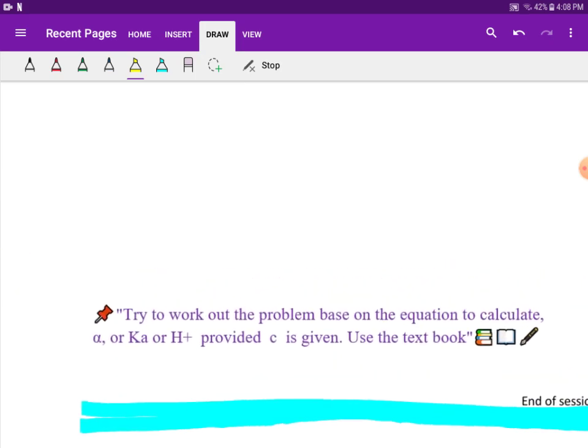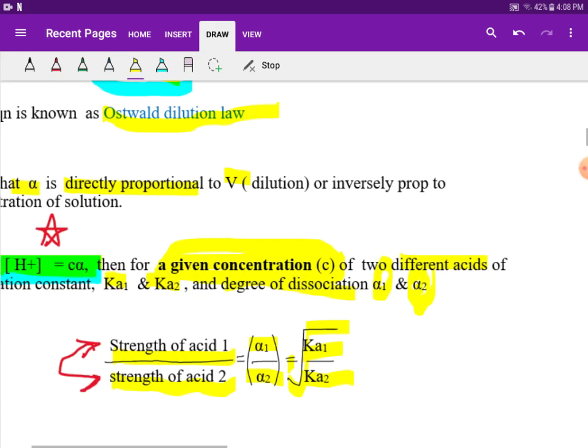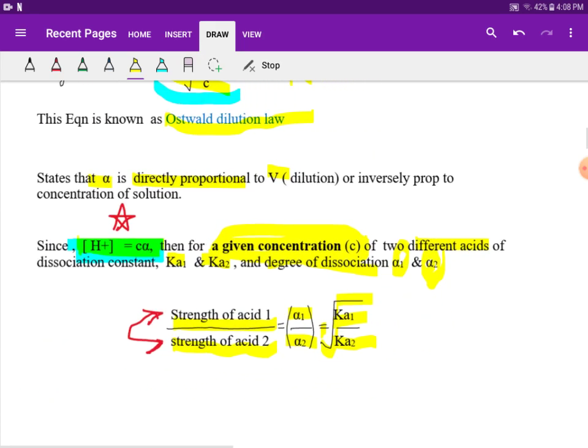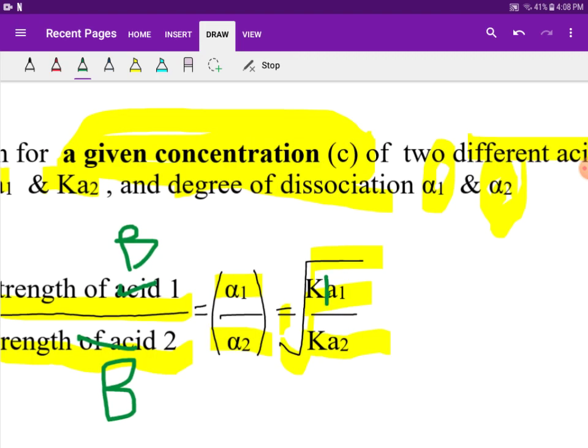Similarly, for the case of a weak base also, the equation remains the same. That is, strength of base 1 by strength of base 2 is equal to alpha 1 by alpha 2, which now comes to be equal to square root of Kb1 by Kb2.